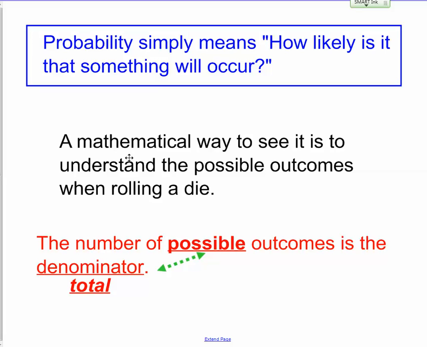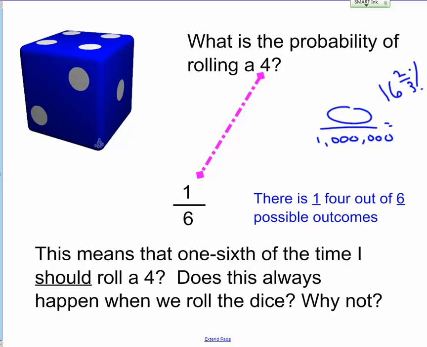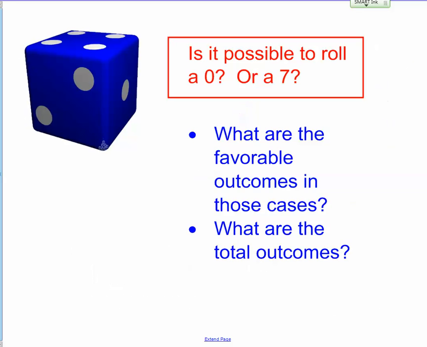So probability really means just how likely is it that something will occur. A mathematical way to see it is to understand the possible outcomes when rolling a die. So the possible outcomes is the denominator, and the favorable outcomes is the numerator. So the probability of an outcome is literally just how many favorable outcomes are there over the possible outcomes. So again, what's the probability of rolling a 4? It's 1 out of 6. That means that really 1/6 of the time I should roll a 4. And does that always happen when we just do a few rolls? Well, not really. But if we did a million rolls, we get closer and closer to that 16 2/3%.